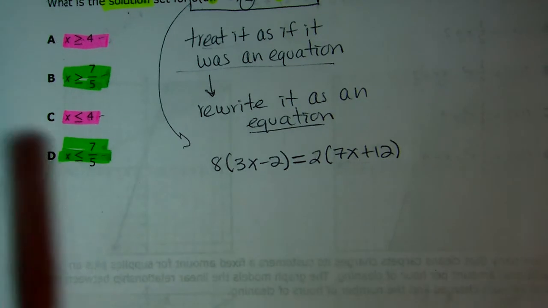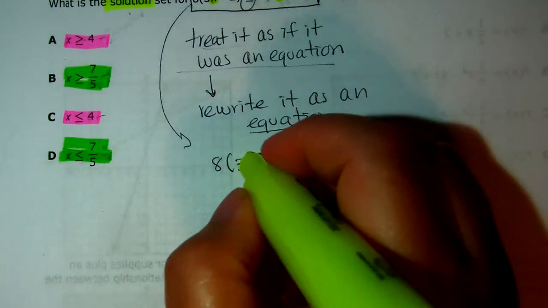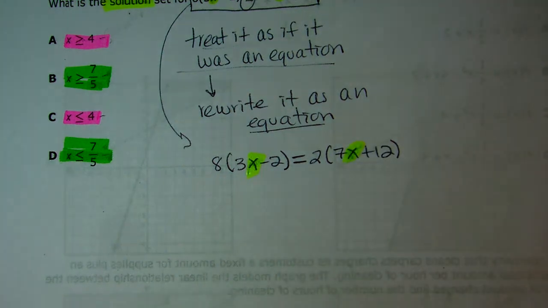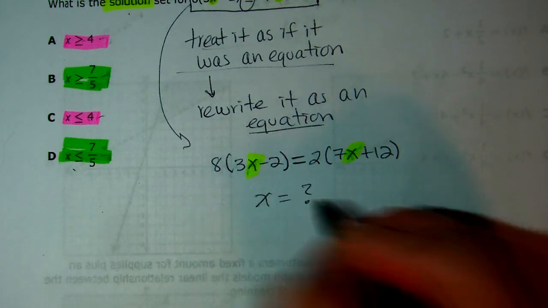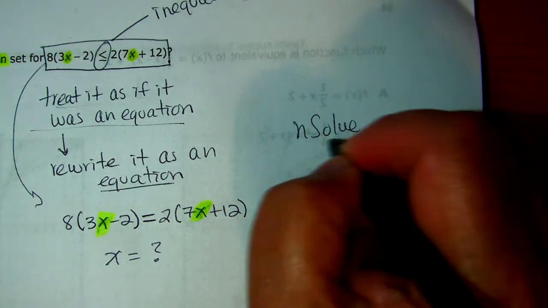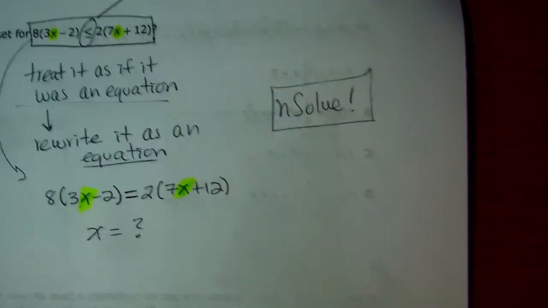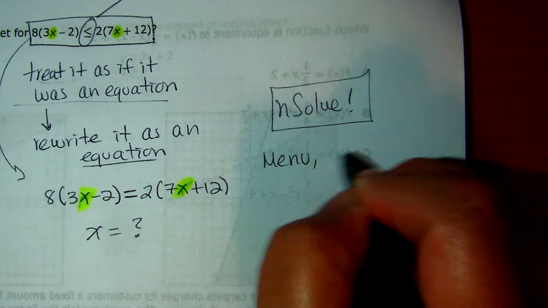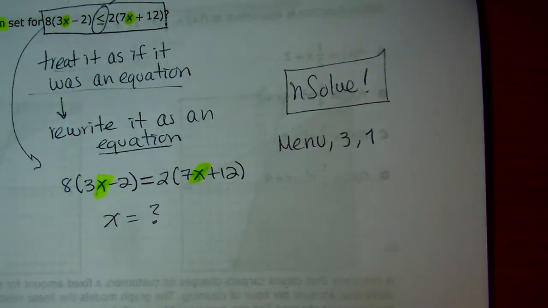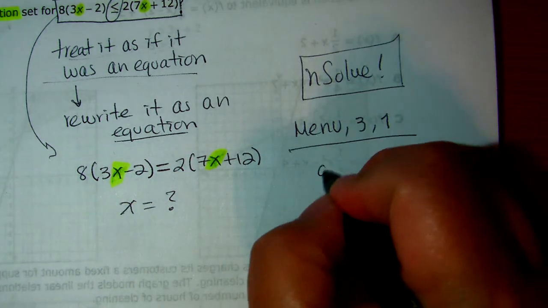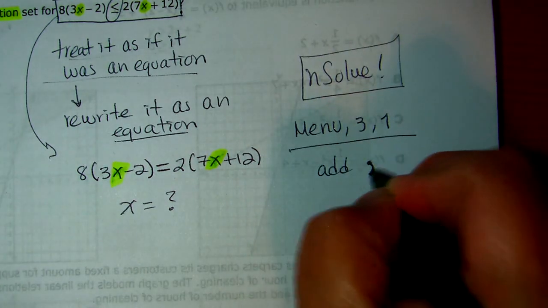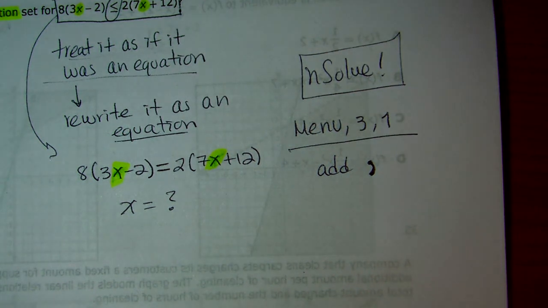All right, now that we have it in the form of an equation, we want to know what is the value of x. X is what? So we can use the solve function. Menu 3, 1. Okay? Now instead of putting the arrows and the boxes, we can just write it like this. Menu 3, 1. We type it exactly the way it is. Add a comma, right? So let me continue.